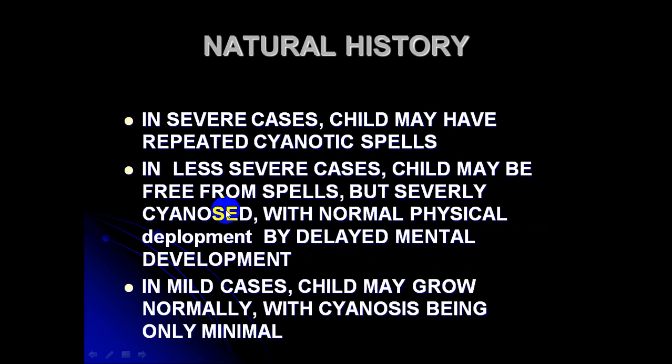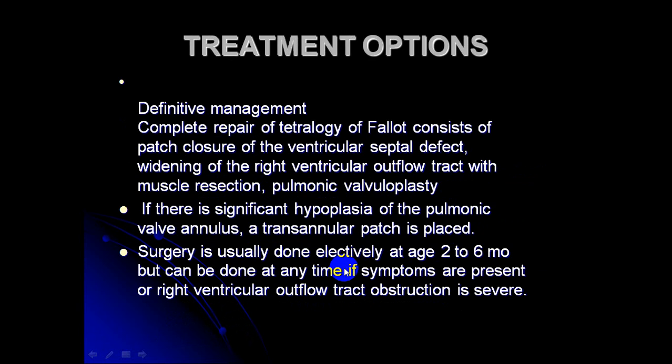In less severe cases, the child may be free from spells, but severely cyanosed, with normal physical development, as we said, and delayed mental development. In mild cases, the child may grow normally with cyanosis being only minimal, and in this case it's called adult tetralogy of Fallot.